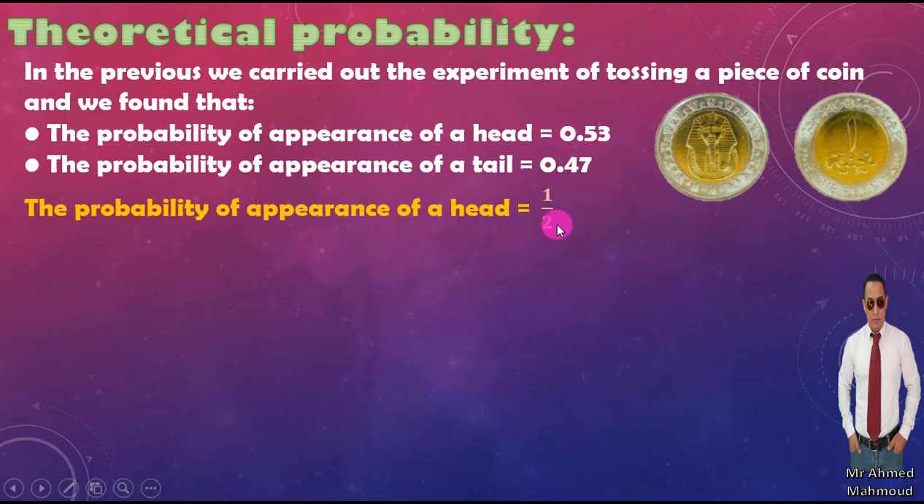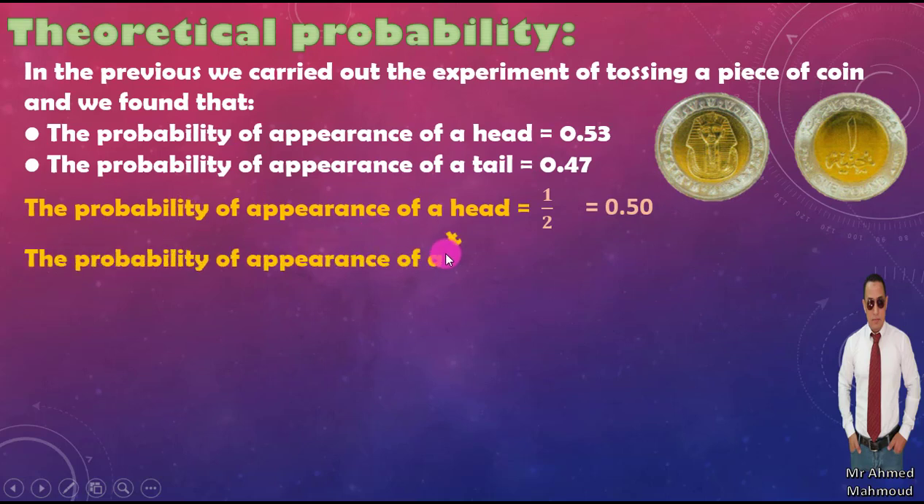1 over 2 equals 0.5 or 0.50. Also, if I need to evaluate the probability of appearance of tail, it is equal to the number of tails, which is 1, over the total number of faces, which is 2. So it is 1 over 2. And 1 over 2 in decimal form equals 0.50.